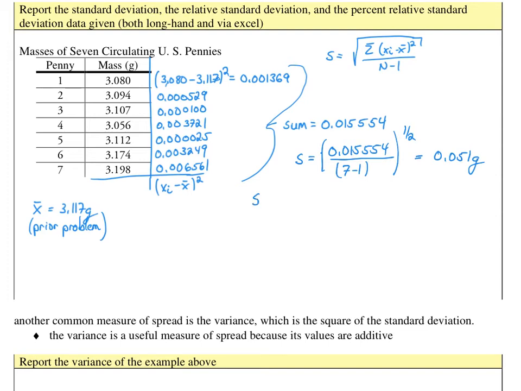Our relative standard deviation is going to be our standard deviation divided by x bar. And our percent relative standard deviation is our relative standard deviation times 100%, which is 1.6%.